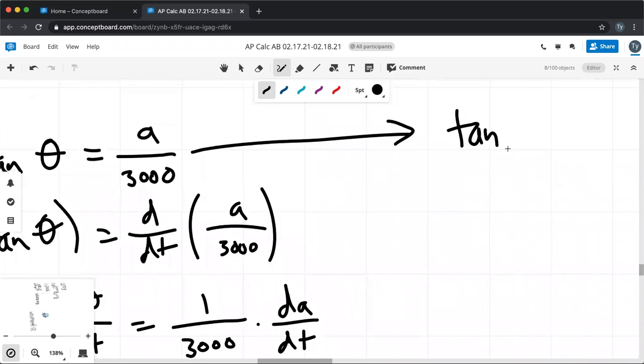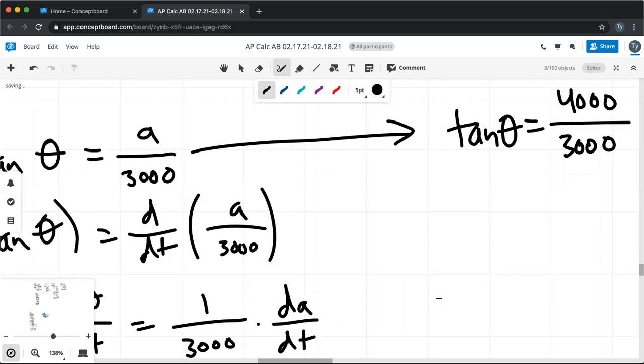So tangent of theta is, well, we know that's going to be 3,000, and we care about what theta is when A is 4,000. So we plug in 4,000 here. All those zeros cancel out, so we're left with tangent of theta is 4/3.